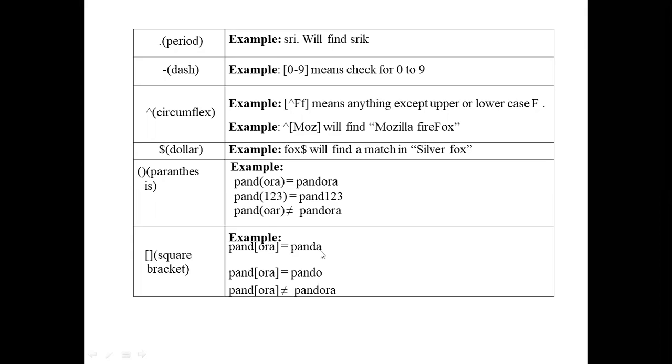So pand[ORA] equals panda, that is, out of ORA we take A. So it matches panda. Next, pando, so out of ORA we take O. Next, Pandora: here pand[ORA] is not equal to Pandora. Why? Because we did not take more than one; we take only one letter out of this group. Remember one thing: in square brackets we take only one character out of the group.